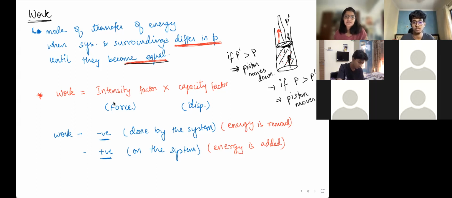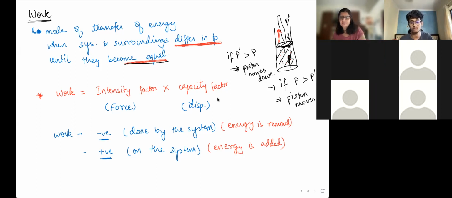The expression for work is usually the product of an intensity factor and a capacity factor. For example, mechanical work done is force multiplied by displacement. Force is the intensity factor, how hard I pushed the mass. Capacity factor is how much it moved because of that force: 1 meter, 2 meter, 3 meter, 5 meter. Intensity factor times capacity factor gives the total work done. The same thing can be applied in other contexts also: electrical work, mechanical work, magnetic, wherever.